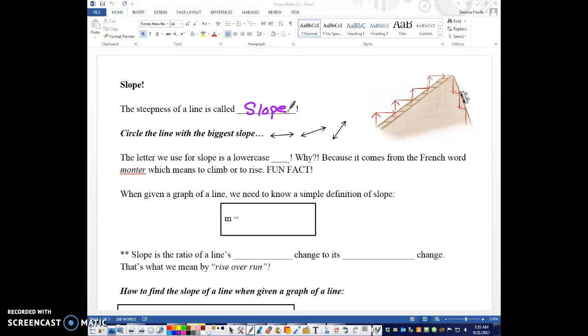Circle the line with the biggest slope. Go, circle it. What do you think? It is this one, because it's the steepest, so it has the biggest slope.